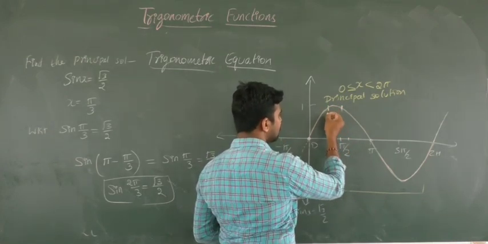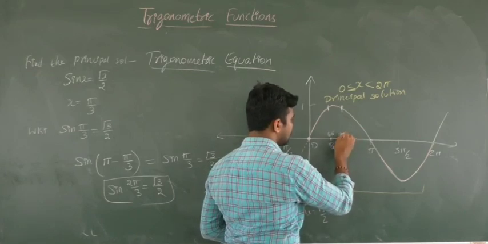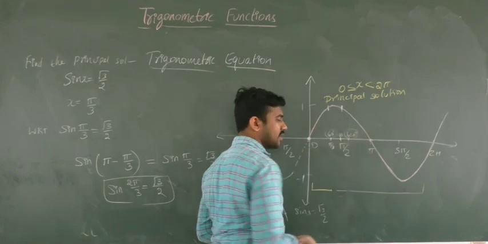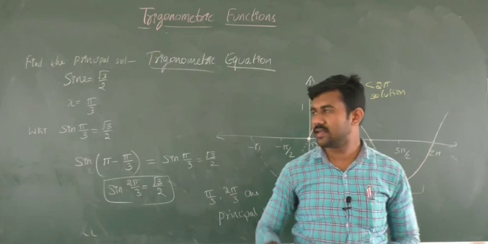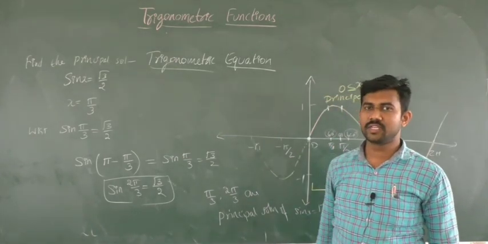So see, 60 degree and 90 degree; here this is 90 and 120. 60 and 120 degree are the solutions here. That means pi by 3 and 2 pi by 3 are the principal solutions of sin x is equal to root 3 by 2.